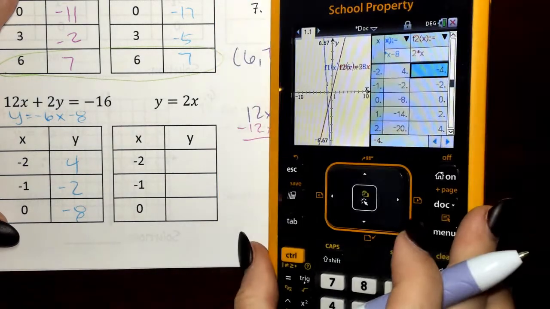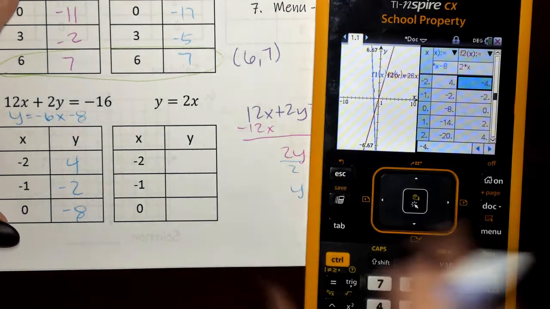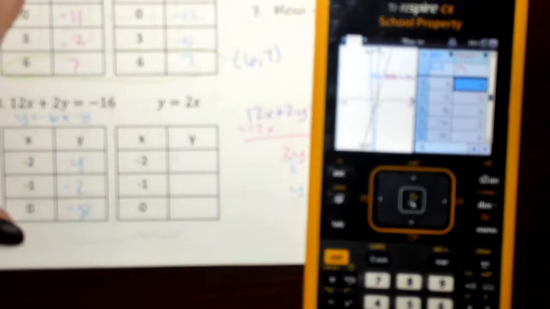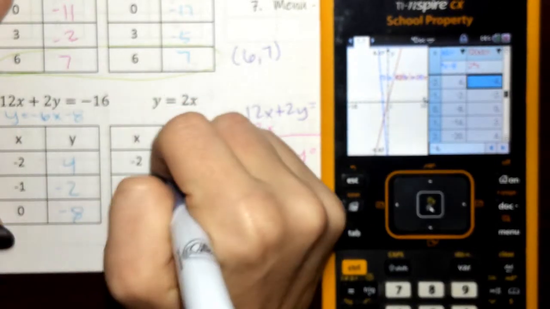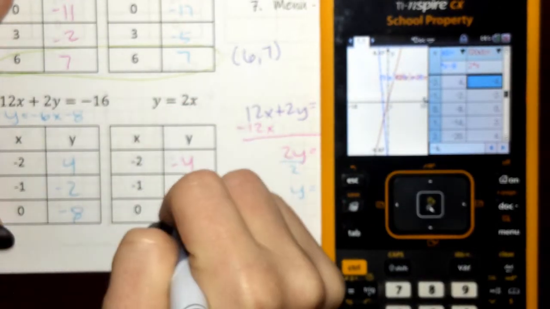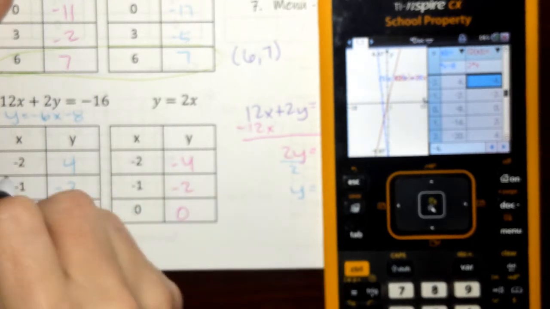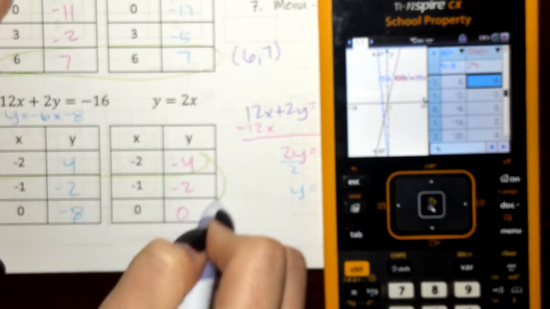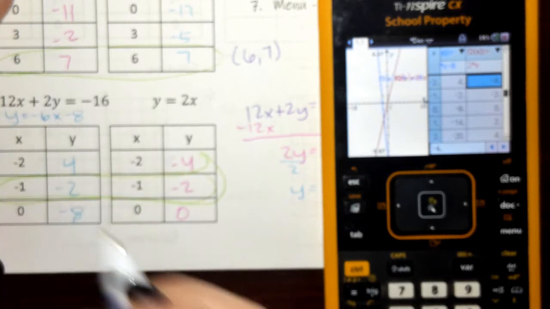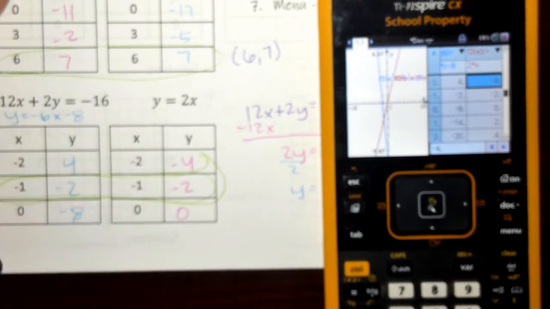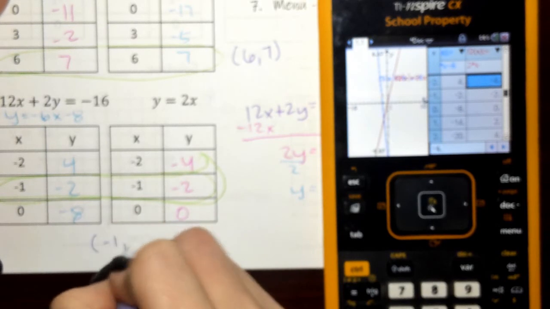This one is negative 4, negative 2, and 0. So then where are they the same? Negative 1, negative 2. So my solution here is negative 1, negative 2.